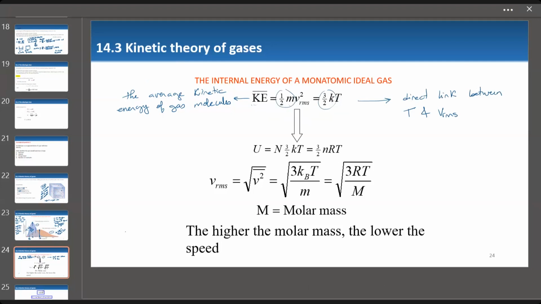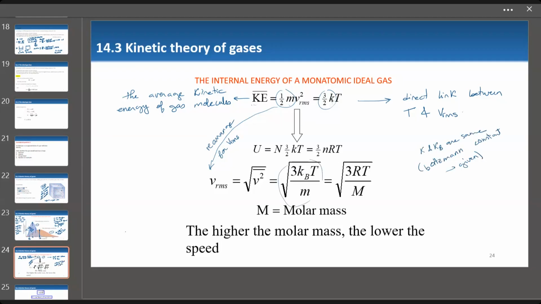I can also rearrange this equation for VRMS. And you will notice that we can write VRMS as the square root of 3 kT over m. kB and k are the same. They're both called the Boltzmann constant, given to you in the test. So we can calculate VRMS using this formula, the square root of 3 kBT over the mass.